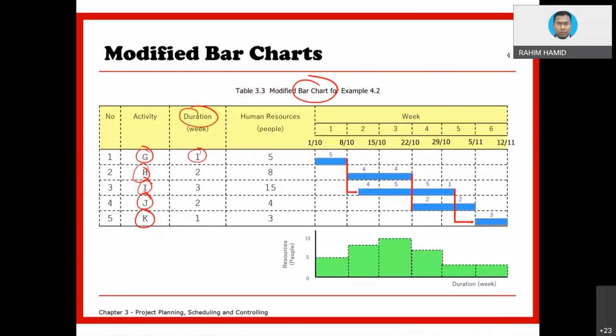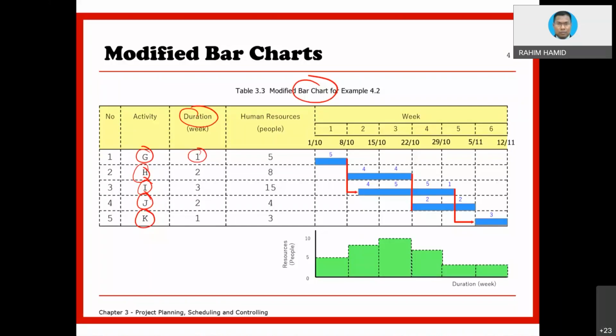Duration: 1 week or 2 weeks or days or whatever unit that you use, as I mentioned, has to be calculated using the concept of productivity rate. In the next slide later on, we are going to mention those things.